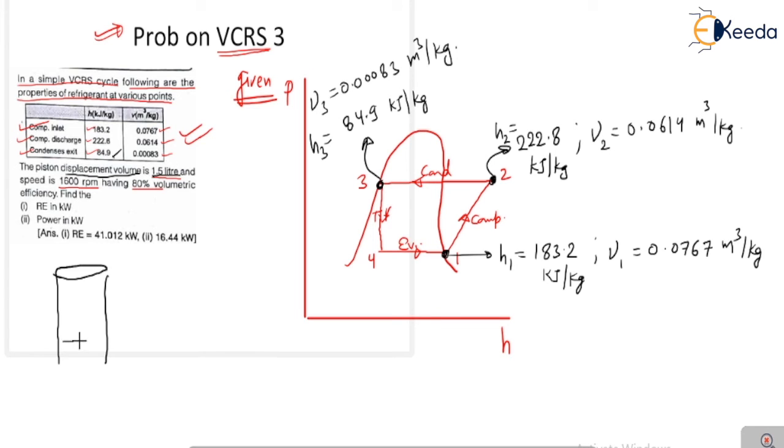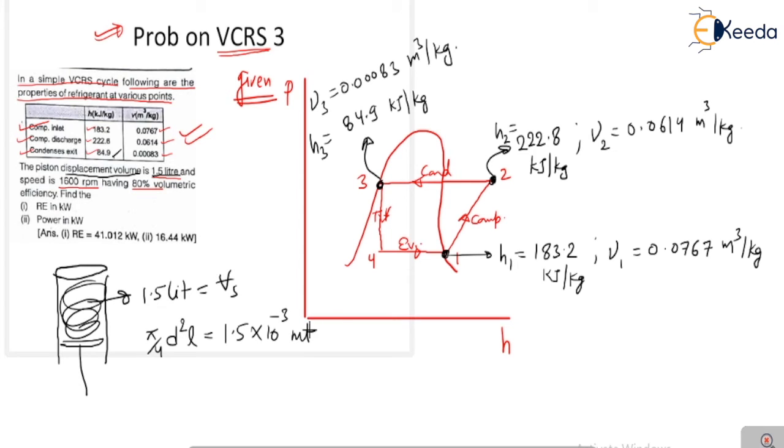Now the next value is this 1.5 liter. You have to operate with a reciprocating compressor, and here the displacement volume is given as 1.5 liter. That means this is your displacement volume. Okay my dear friends, so here pi by 4 d square L is gonna be just equal to 1.5, and if I want to write it in meters, I have to multiply by 10 to the power minus 3 meter cube. Is it right? So this is our displacement volume.